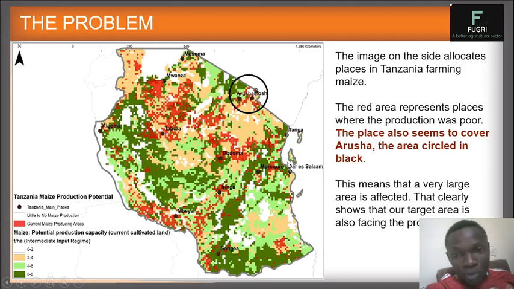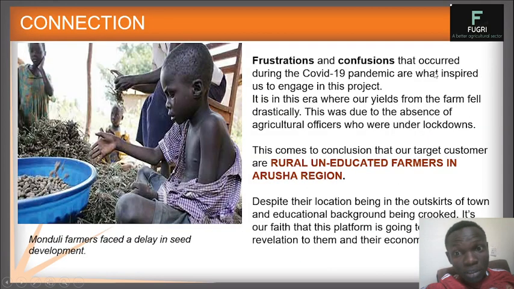So the frustrations and the confusions that occurred during the COVID-19 pandemic are what inspired us to engage in this project. We are not going to repeat what we said in the earlier presentation, but we are going to focus mainly on the solution itself.